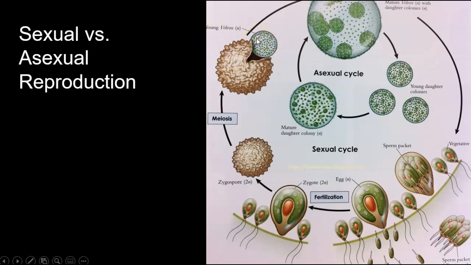So again, Volvox can go through asexual reproduction, where it just makes copies of itself inside of the sphere and releases them when they're ready, or it can go through sexual reproduction as well, because these Volvox are either going to be male or female.